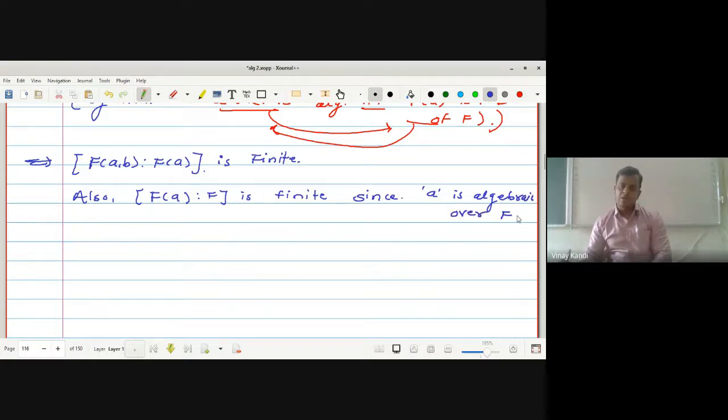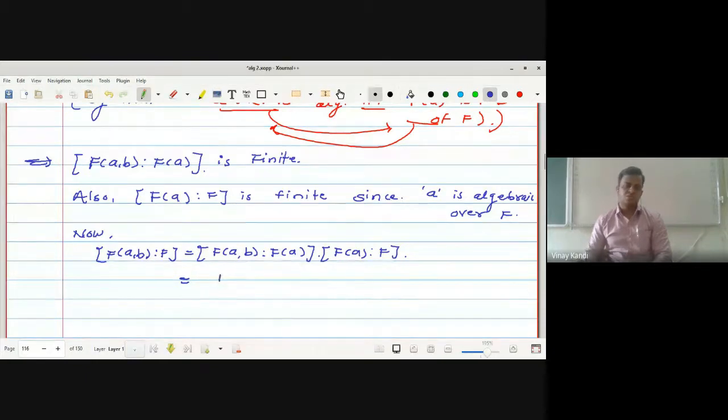Now by the transitivity rule, the degree of F(a,b) over F is equal to the degree of F(a,b) over F(a) times the degree of F(a) over F. Both are finite, so the product is finite. So this implies F(a,b) is a finite extension of F.